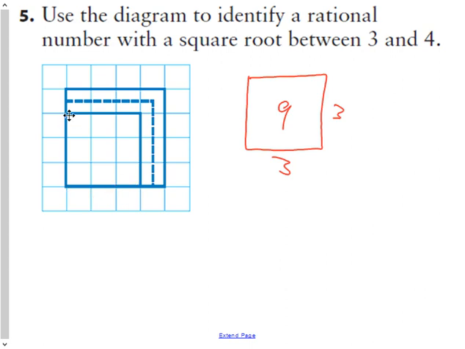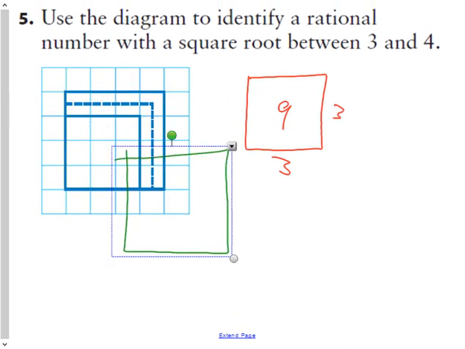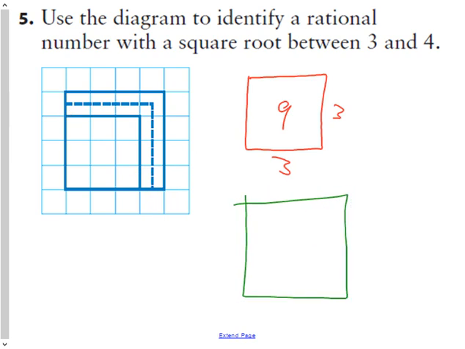If I grab a green marker and trace this one and bring it down here, that is a 4 by 4 square with an area of 16.